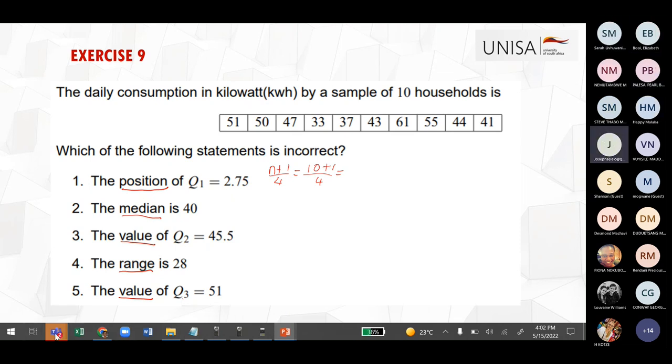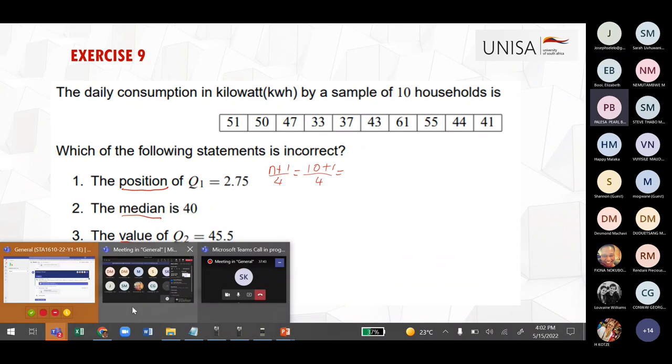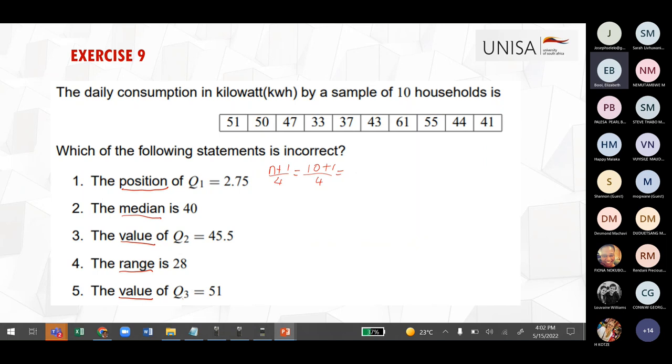2.75. Position 3, sorry. Therefore, we say, because we're not going to look for the value, we're looking for the position. So that is the position. Don't do anything to it. That's the position, and that is the correct statement. We're looking for the incorrect one.